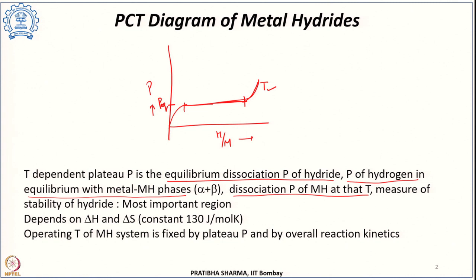So, this equilibrium pressure, through the van't Hoff relation in the previous class, we have seen that it depends upon delta H and delta S. But delta S we know remains constant. So, this equilibrium pressure is related to delta H, which in turn is related to the thermochemical stability of the metal hydride. Thus, at the operating temperature of a metal hydride system, when we are considering a system design, that equilibrium plateau is fixed by this equilibrium plateau pressure, and that also decides, along with the overall reaction kinetics, the design. So, this equilibrium pressure at a particular temperature is used while designing a metal hydride based system, and the reaction kinetics needs to be considered.